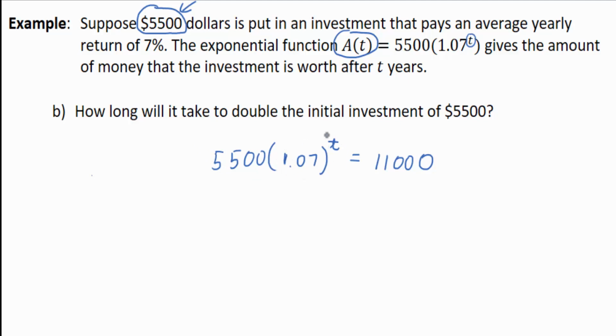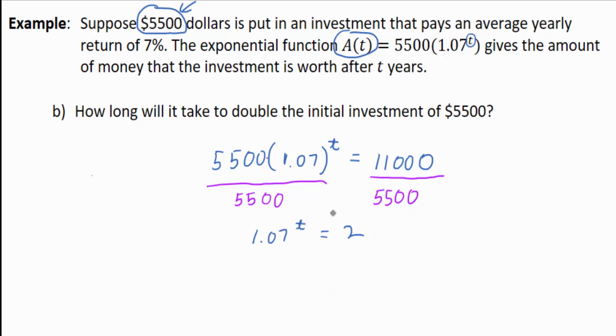Remember, the first step is to isolate the exponential function, which means you divide both sides by 5,500, because the 5,500 is attached by multiplication. To reverse it, you divide both sides by 5,500. Balance principle, reversibility, and balance principle once again. And so you get 1.07^t is equal to, well, 11,000 divided by 5,500 is 2.